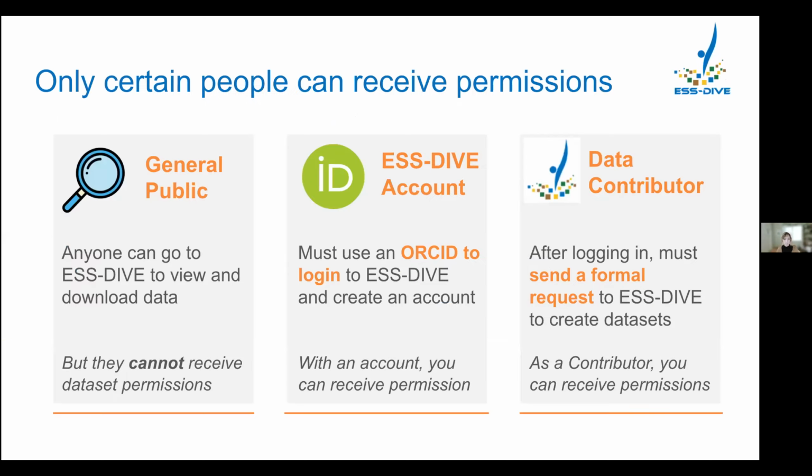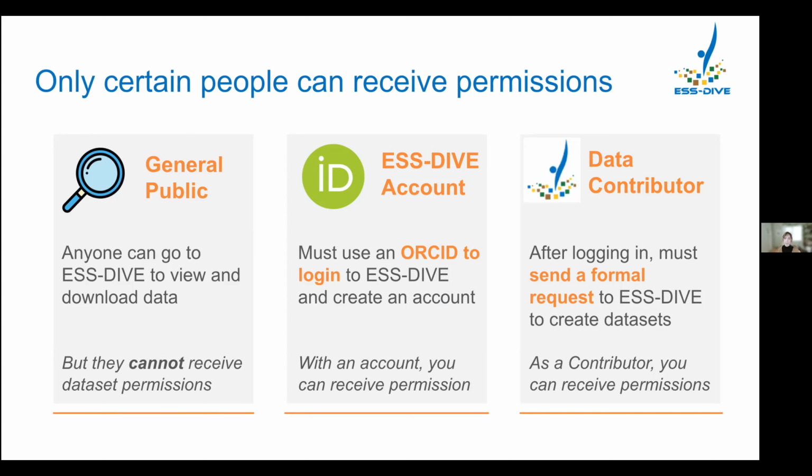Okay, so now we'll talk about the different permission types that are available to you. But before we go into the types, I do need to go over who is able to receive permissions. If someone has never visited ESS-DIVE before, or maybe they've just visited the data search page, they would be a part of the general public. Anyone is able, if they have the link to ESS-DIVE, to visit it. They can view and they can download data without needing to do anything else. But they are not able to receive dataset permissions.